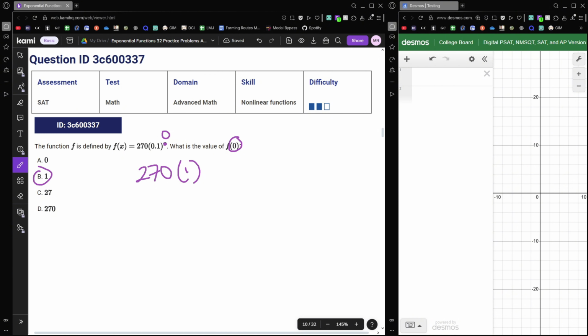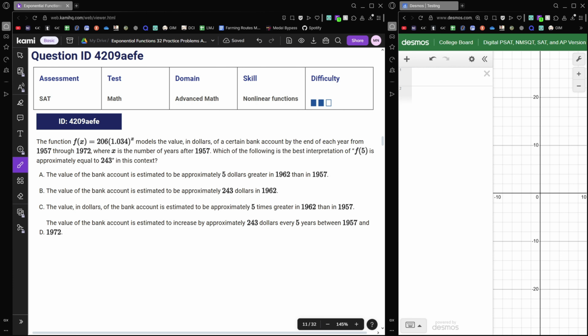Now you could also interpret this as a word problem. Here, 0 would be the time, which would be at 0 years, so they're asking us what the value would be in 0 years. The very first number is the initial value, or the value at 0 years. So that's how you could get 270 again. I just realized I circled B instead of 270, anyways. Or you could also put this in Desmos, 270 times 0.1 to the power of 0, and you would get 270 again.